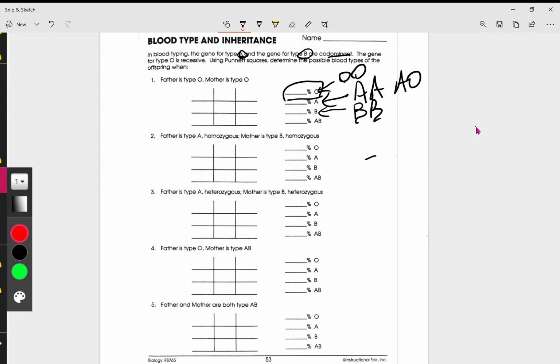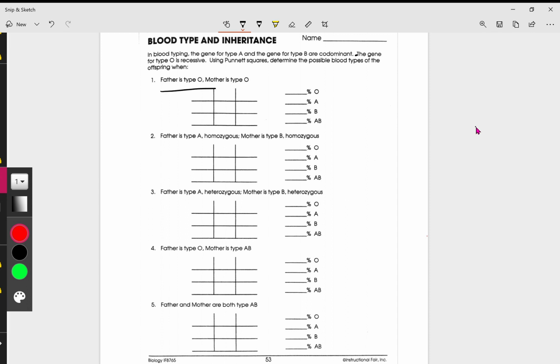Okay, so the first problem's telling us that we have two parents that are O blood type. That means that all four alleles, O, O, O, O, are all O, right? So there's a 100% chance that it's going to be O blood. No other option available.